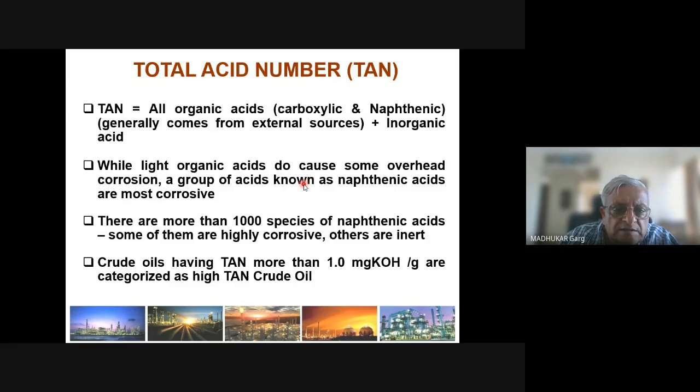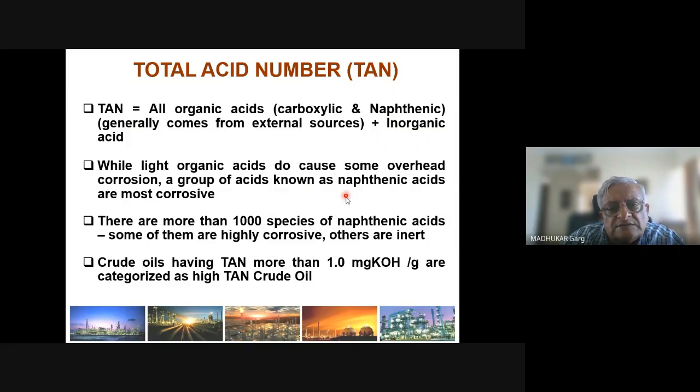I would actually encourage you to look at crude oil prices on a daily basis, because that will tell you how volatile crude oil prices are in the market and what the variables are which govern crude oil prices. So TAN, which is total acid number. Total acid number means total acidity, the organic acidity in the crude oil, which is both carboxylic and naphthenic acid, and also any inorganic acid if present.